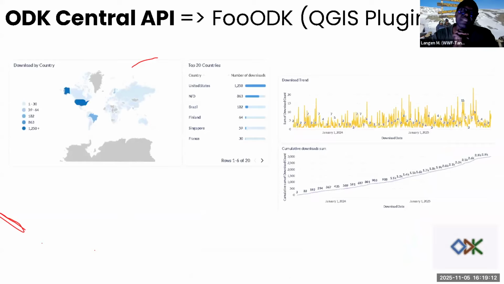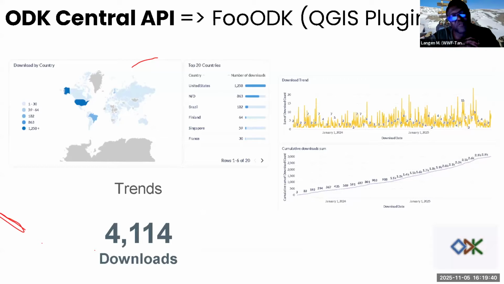Right now, as NGOs, I'll share what I have. In QGIS, because I'm doing GIS, I developed this for ODK. It is a QGIS plugin. Right now, the old version has nearly 4,114 downloads. People are using this tool to pull data using the ODK Central API.